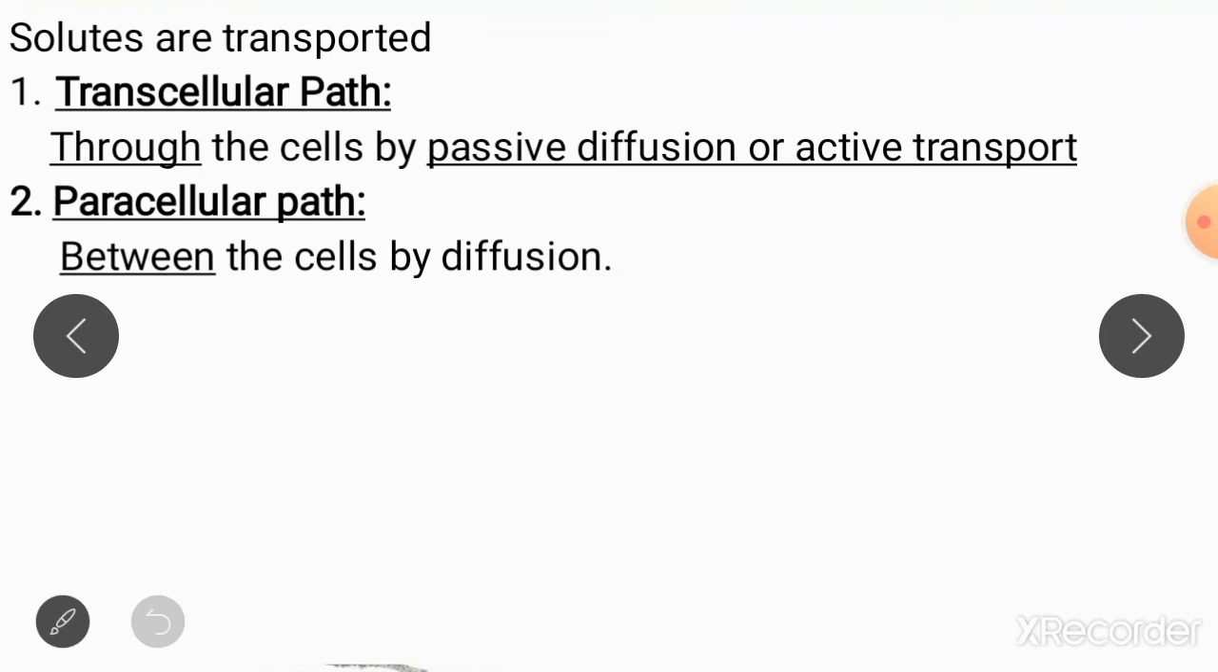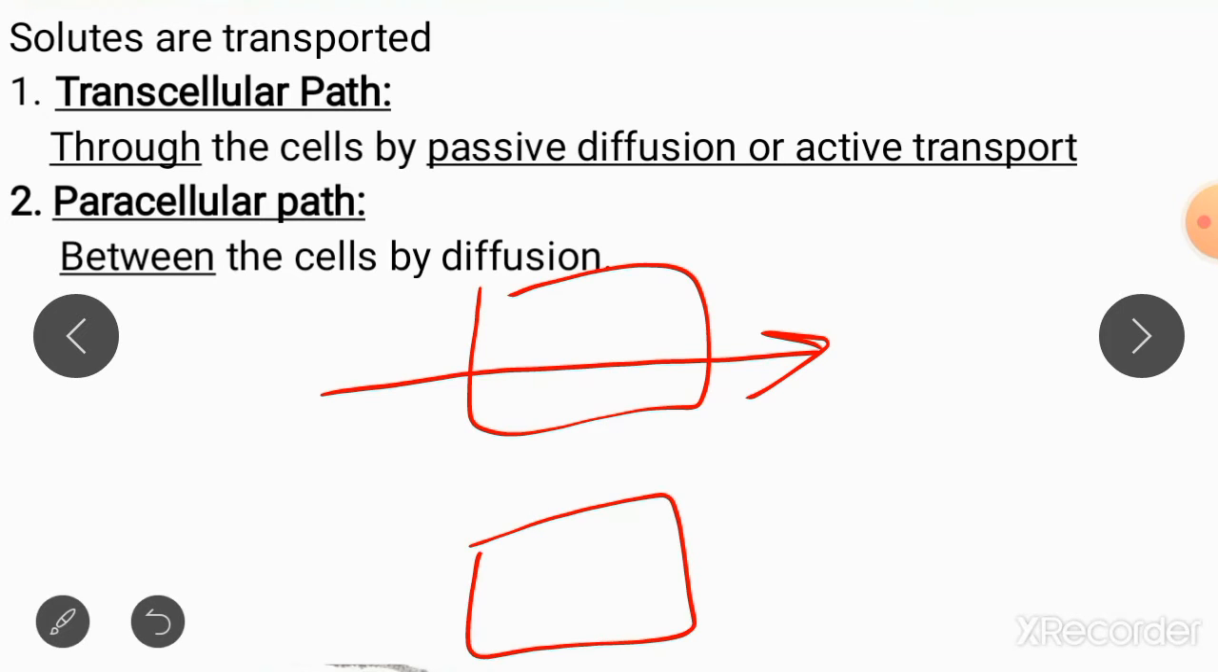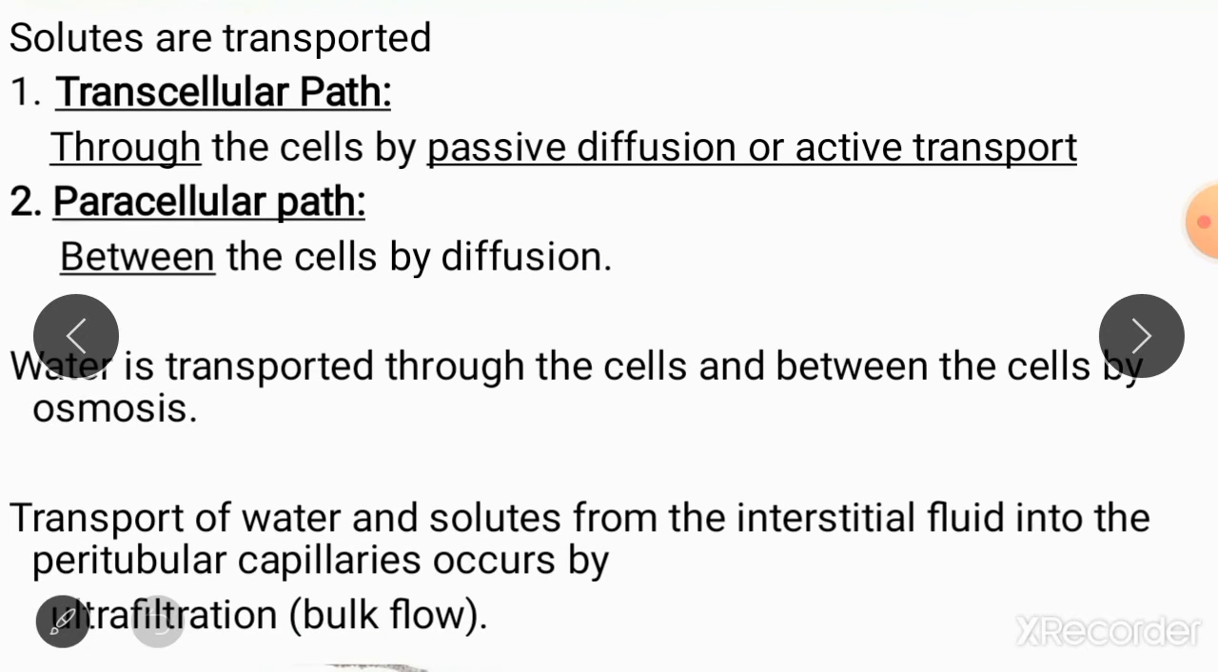So substances can be reabsorbed in two ways. They can either pass through the epithelial cells or they can pass between two epithelial cells through the paracellular route. Water is transported through the cells and between the cells. It uses both these pathways, the transcellular pathway and paracellular pathway.